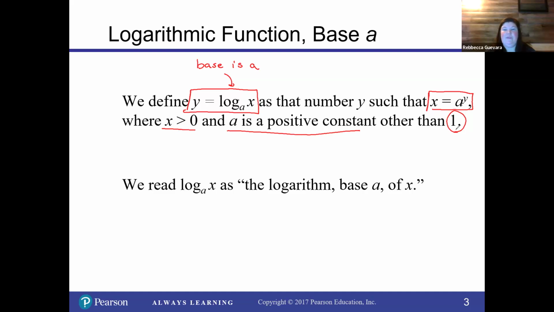So this is going to come from the fact that the only way we're going to have this working for us, as we had said when we have exponential functions, our y's are going to be positive, meaning that our exponents would be positive. So the only thing that's going to happen if we have positive exponents is x would have to be positive itself. So we read this log base a of x as logarithm base a of x.